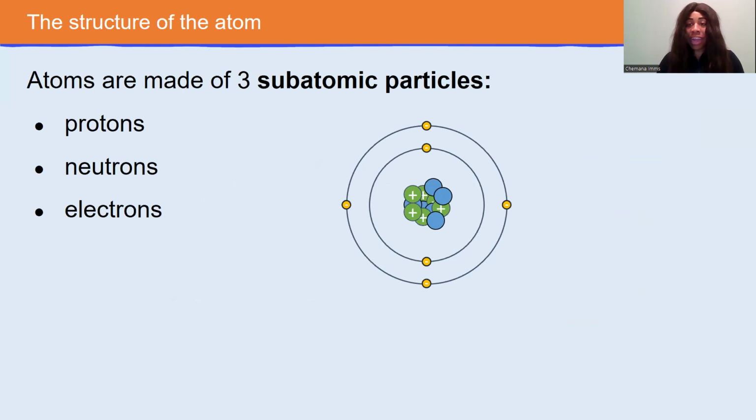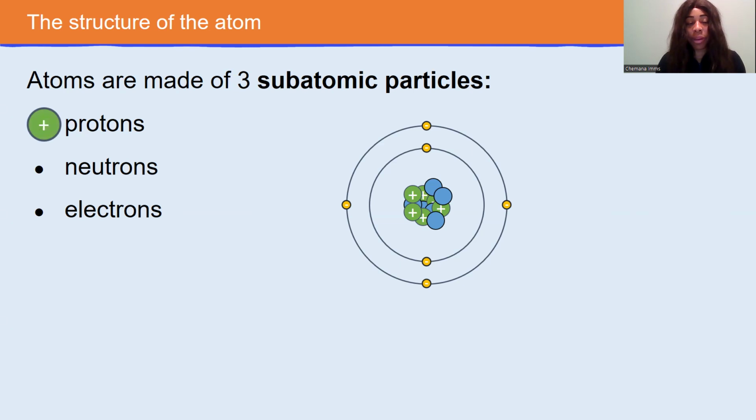Okay, so atoms are made up of three subatomic particles. Now, if you have a look on my PowerPoint, you will see that I have some green circles, some blue circles, and then some yellow circles. Now, some have positive signs in, some have negative signs in, and some have nothing. Okay, so we're going to learn about that a little bit more in detail.